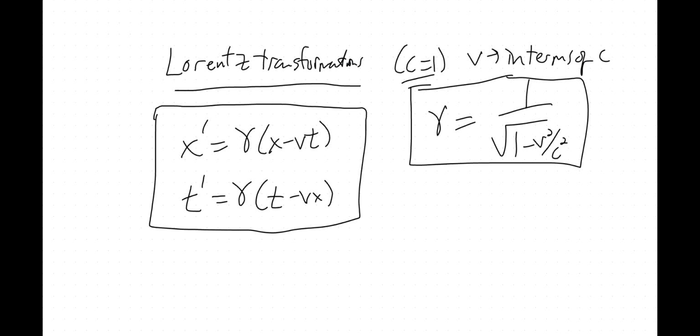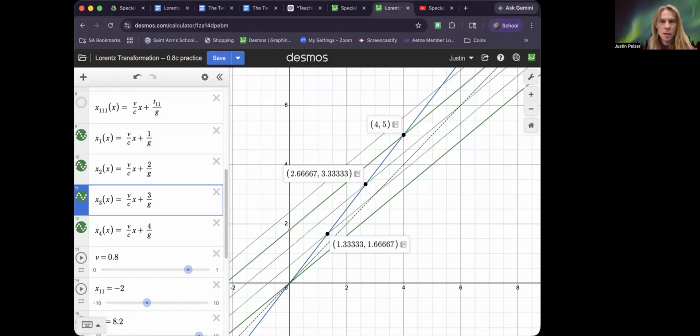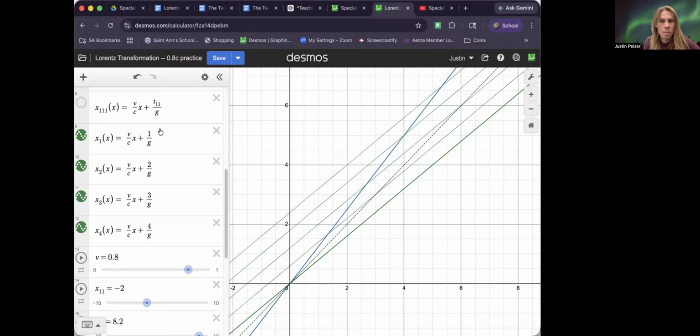Great. So we're going to do a little graphing right now. We're going to do Desmos because Desmos is awesome. All right. So here's what I did here, although I need to undo some things. What we did is we solved for points of constant time in the moving reference frame.